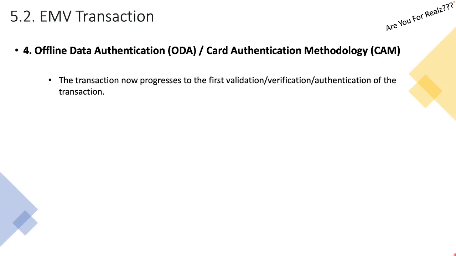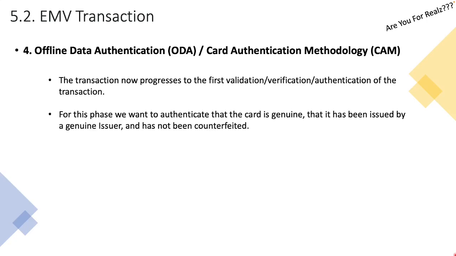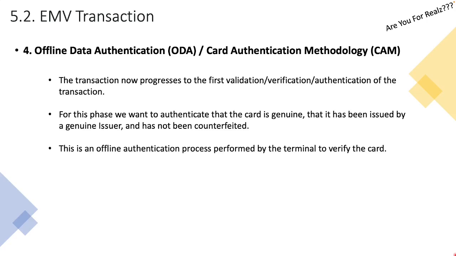is a process that uses cryptographic functions and keys and artifacts, which you'll remember from the EMV issuing videos that we did a few videos back. As I've already explained, the purpose of this step is to authenticate the card, to ensure that the card is genuine, has been issued by a genuine issuer, and has not been counterfeited. An important thing to note: this is an offline authentication process, and it is left to the terminal to conduct the necessary processing in order to verify that the card is genuine.